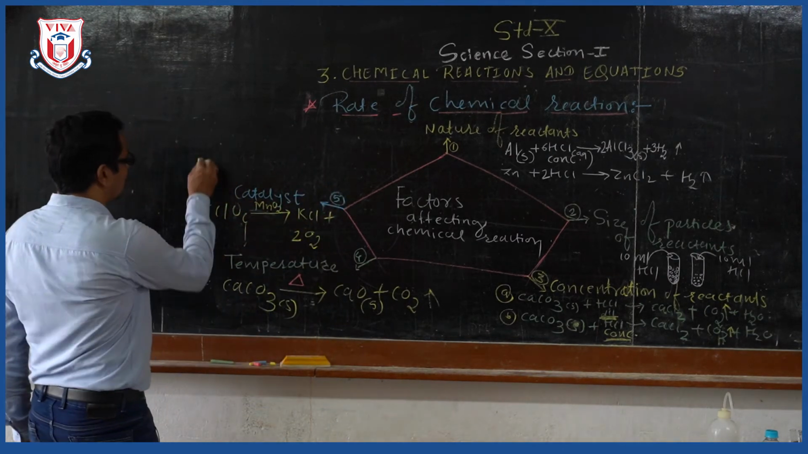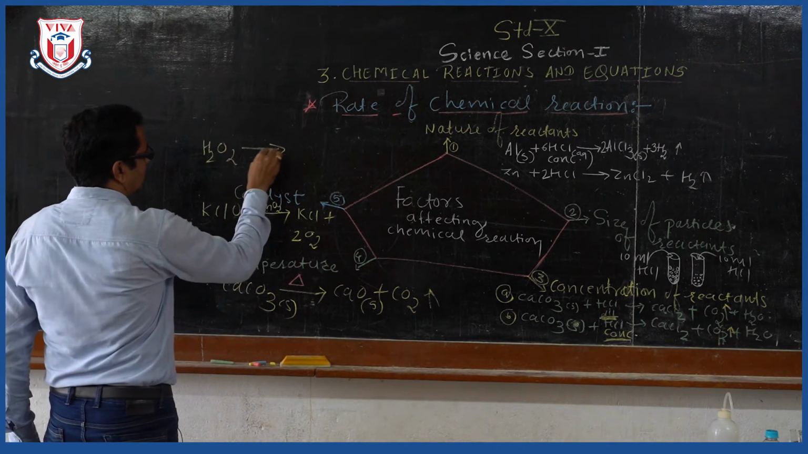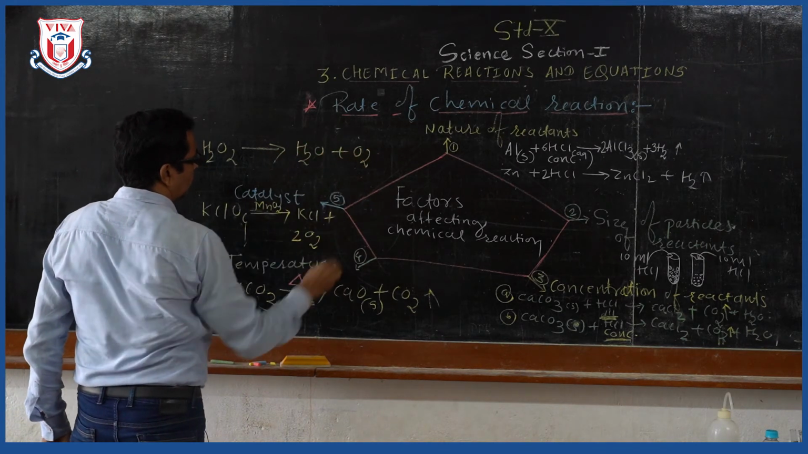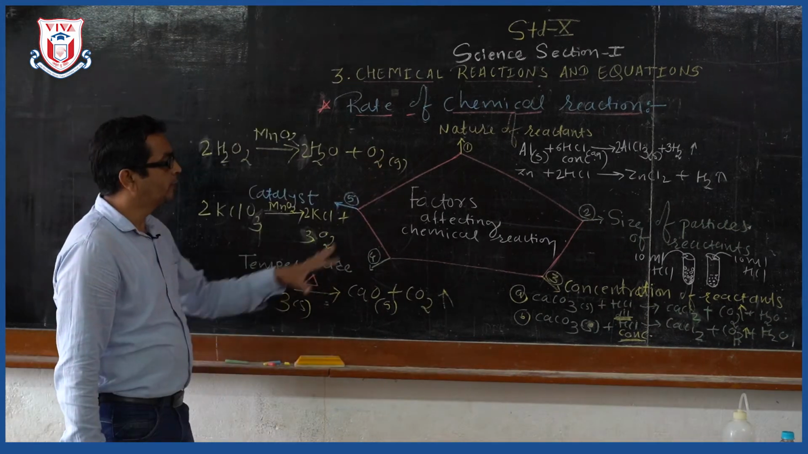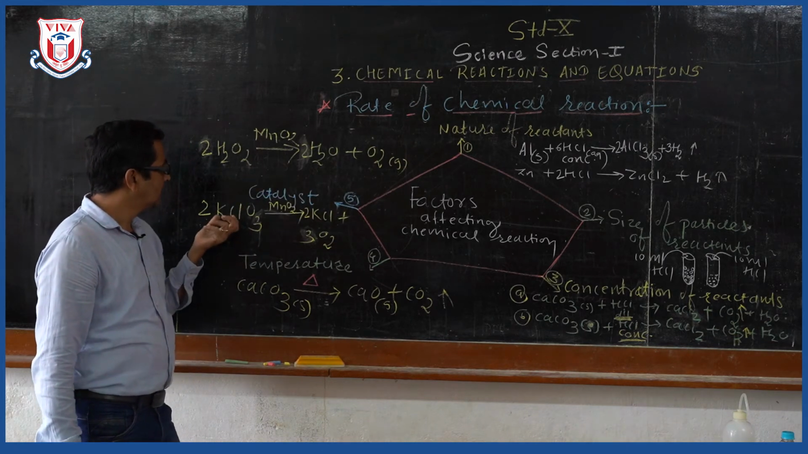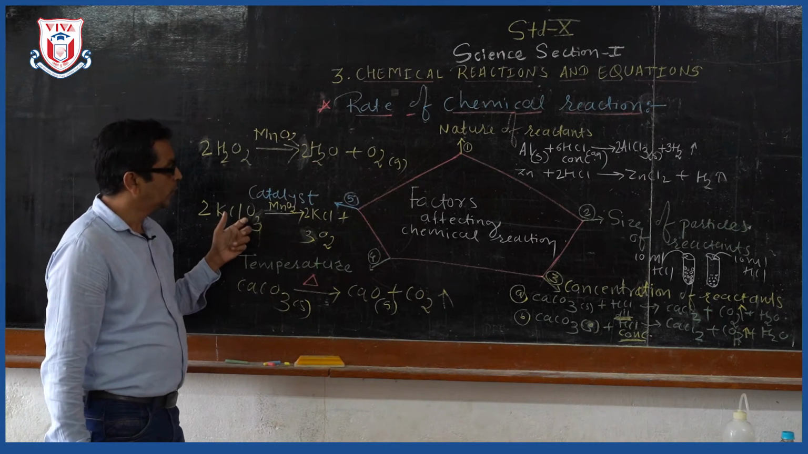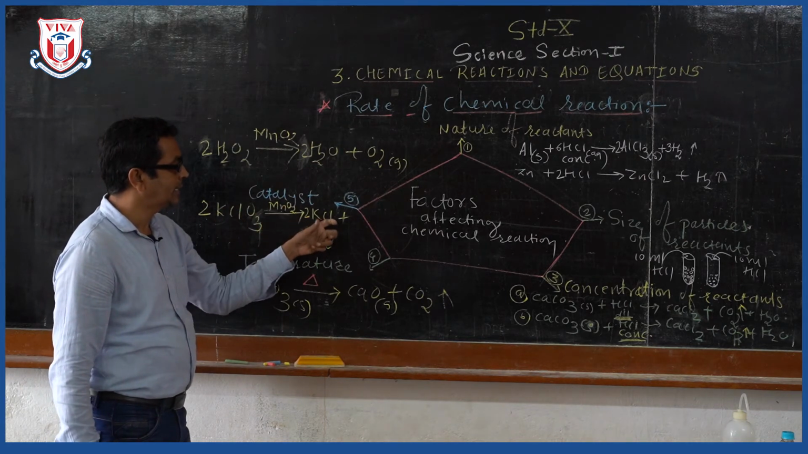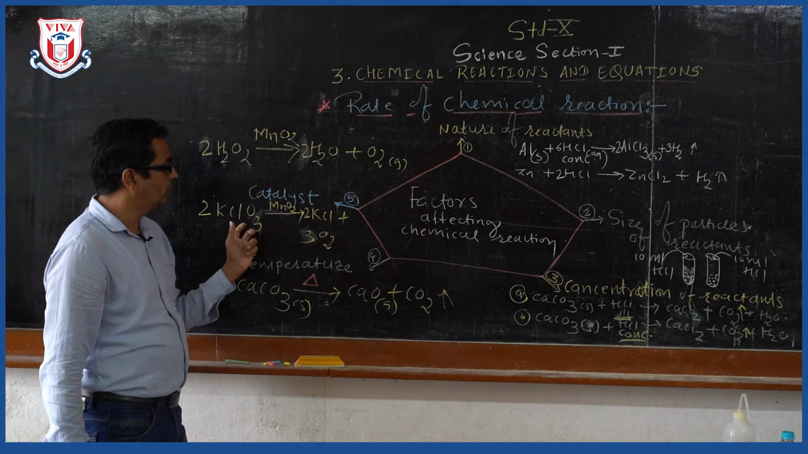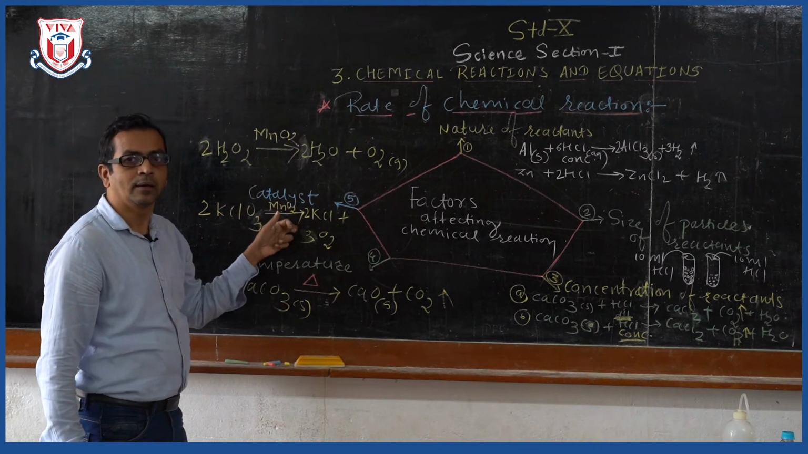Or you can take another example, hydrogen peroxide. Hydrogen peroxide gives H2O plus O2 gas. The fifth factor affecting the chemical reaction is the catalyst. So see this: KClO3, potassium chlorate, in the presence of manganese dioxide will give you KCl plus oxygen. When you use manganese dioxide, the rate of decomposition of KClO3 will be more, so it will speed up the rate of reaction.